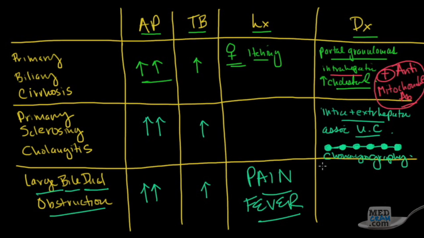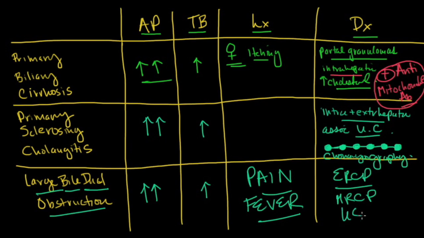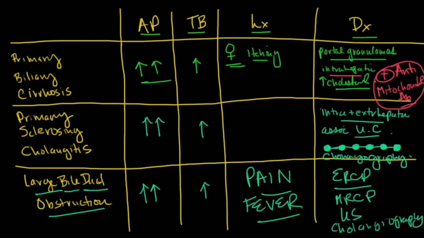The diagnosis here, again, is you can do cholangiography. You could also do ultrasound. You could do an ERCP, that's endoscopic retrograde cholangiopancreatoduodenoscopy, which is a long word. You can do an MRCP, where you use magnetic resonance imaging. You can do ultrasound, you can do cholangiography. So that takes care of the cholestatic liver diseases.